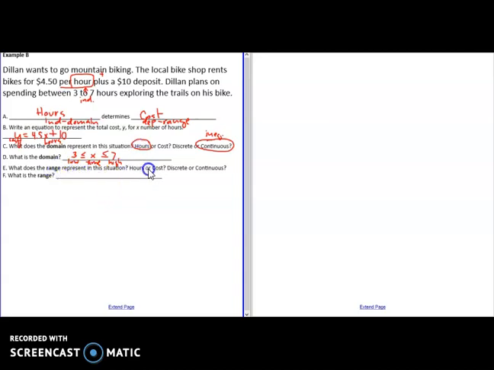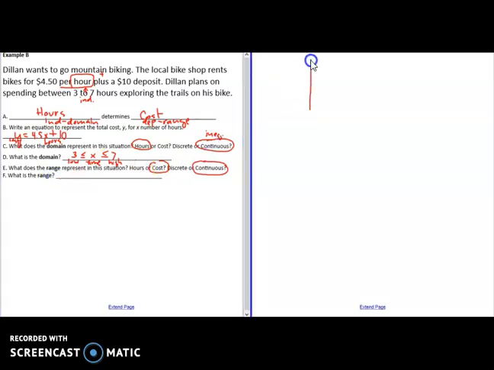Well, if domain was hours, range has to be my cost. Okay, and this time we're not going to overthink it. We're just going to go with it. $4.50 per hour. So we're going to say that they'll charge us, if we go 3.5, they're going to do 3.5 hours times 4.5. So this could be continuous because it could be any of those costs in between, right? Okay, so now how do we figure out exactly what the range is?